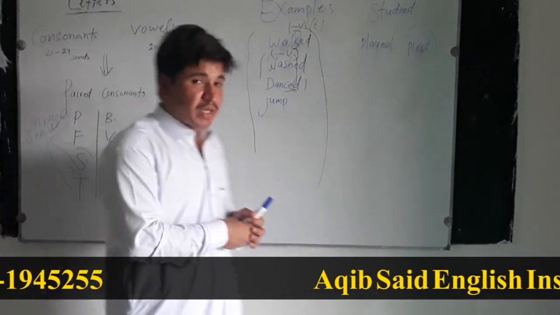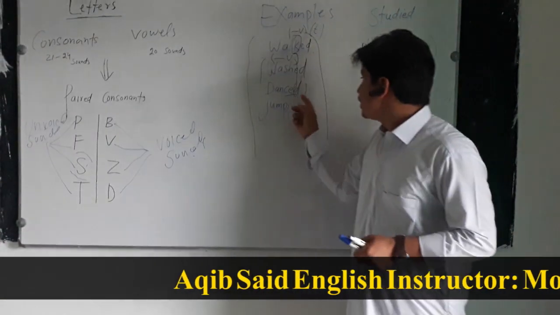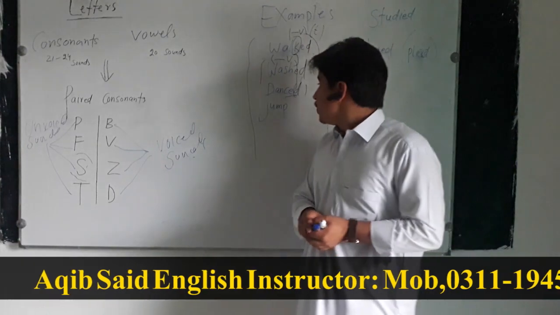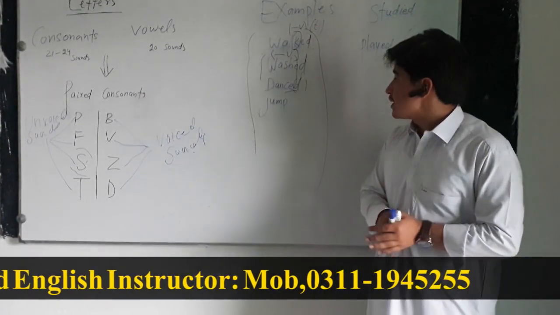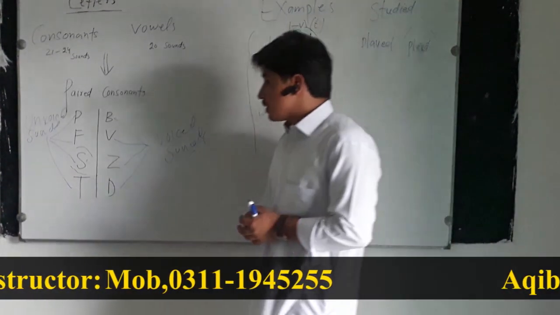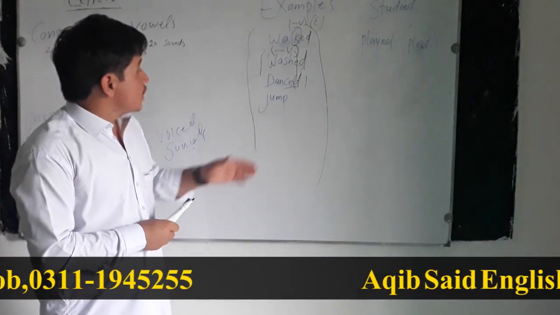Okay, so from today onwards, you will not pronounce this D with a D sound. You have to pronounce it with a t sound: danced. And let's move towards the last example. This is jump.